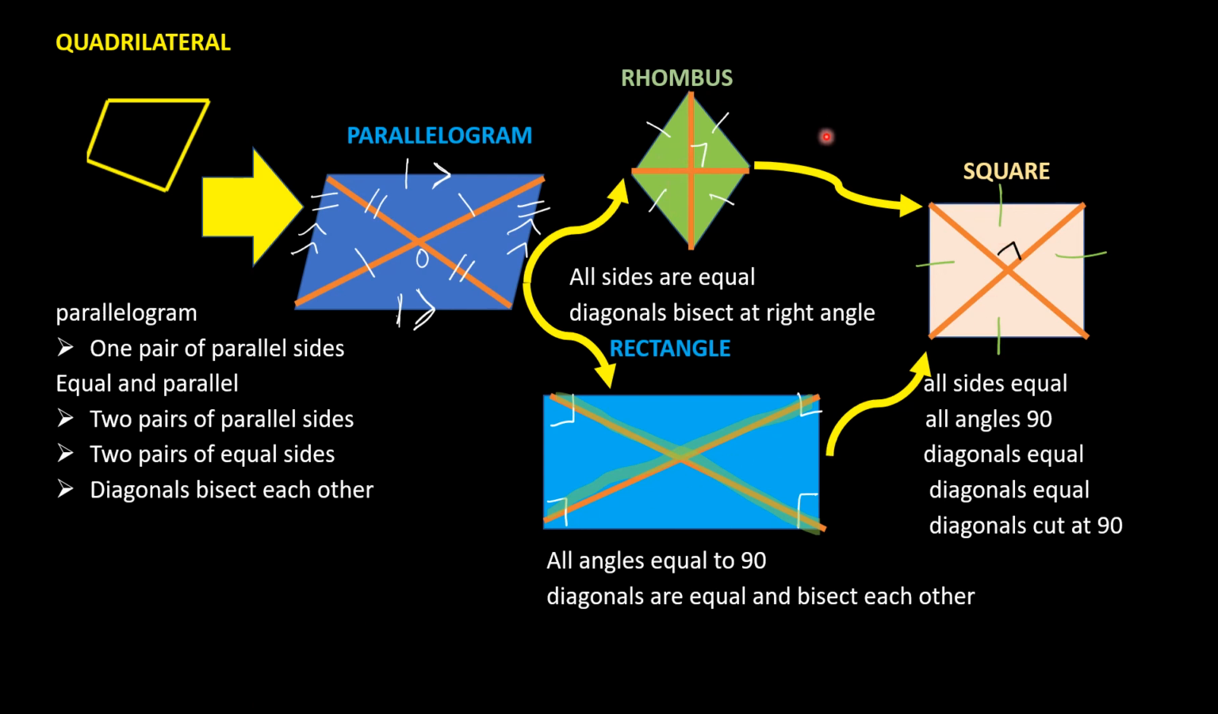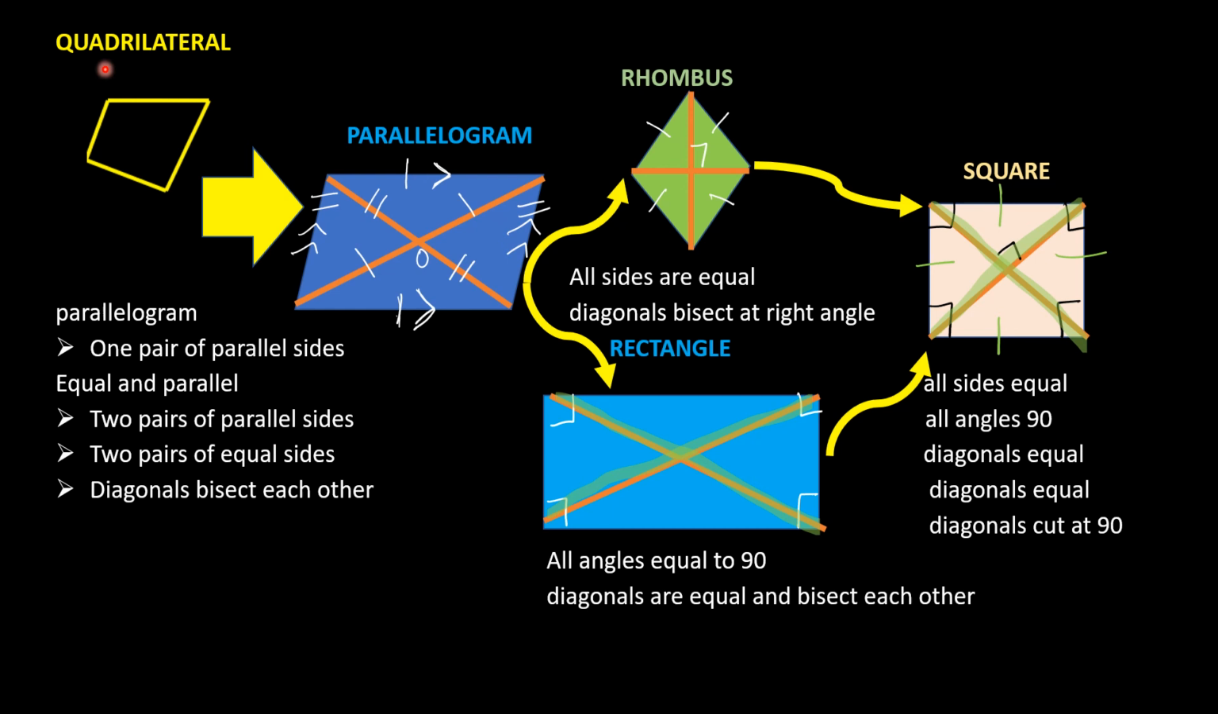From a rhombus, how will you prove it is a square? You have to prove that all angles are 90 degrees. If all angles are 90 degrees in a rhombus, then it is a square. And you can also prove that the diagonals are equal in a rhombus. If the diagonals are equal in a rhombus, then it is a square. So I think you might have understood how to prove this.